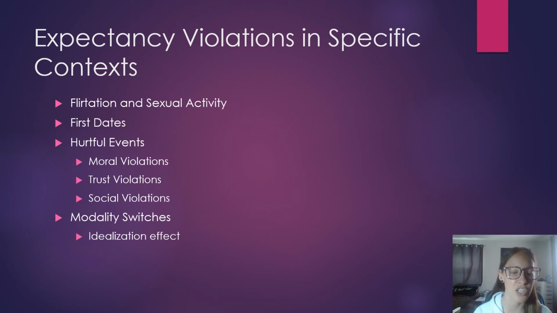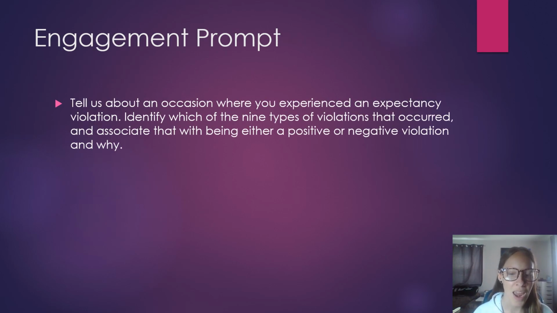And social violations occur when people fail to act in a relationally appropriate way and instead engage in rude, cold, critical, or condescending behavior. I think this one's pretty self-explanatory. And our last, my bad, go back. Oh, no, technical difficulties. Well, our last aspect was modality switches.